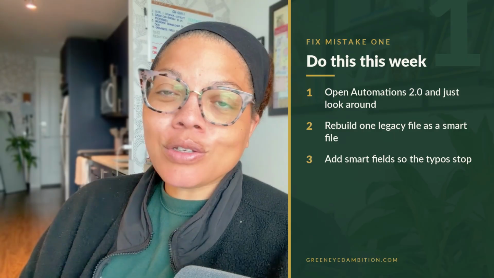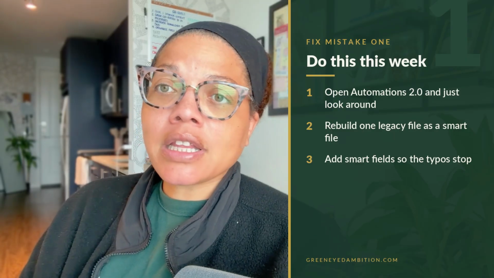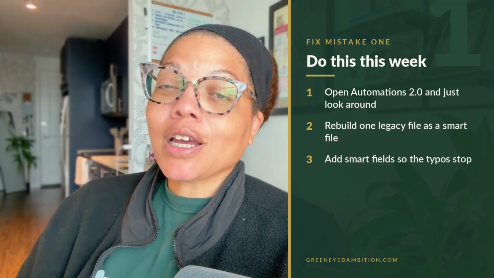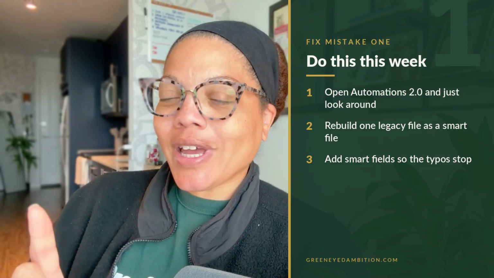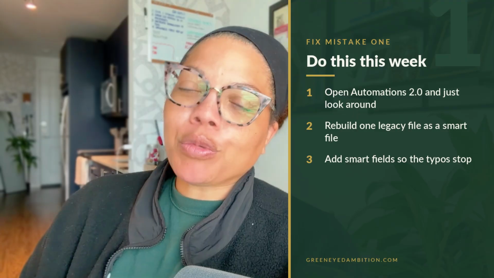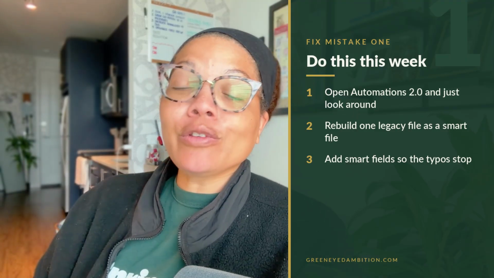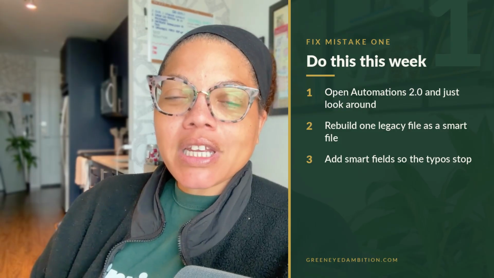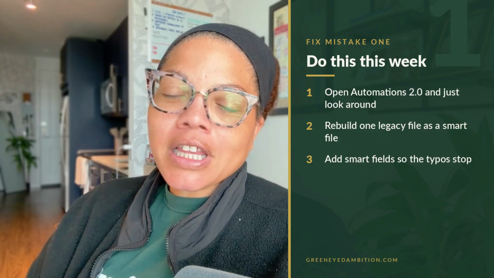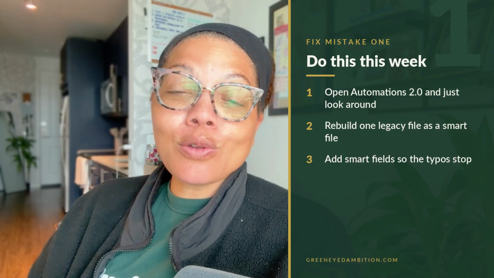So what I'm going to encourage you to do this week is these 3 things. I want to encourage you to open up Automation 2.0 just to look around. I'm not telling you to build anything. I just want you to get excited to see what's possible with using their new automations. The second thing is I want you to pick just one legacy file that you can transition over to a smart file. And I want you to just rebuild that one. So just pick one that you know that you use often and rebuild it as a smart file. The third thing is I want you to then apply smart fields into that smart file.